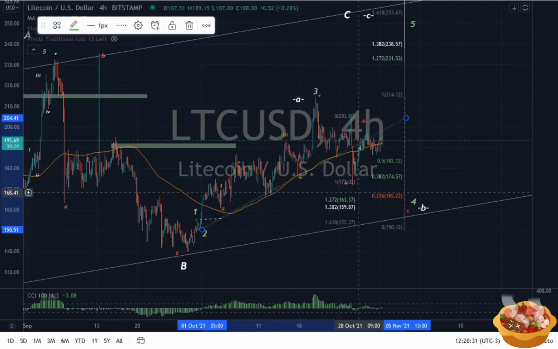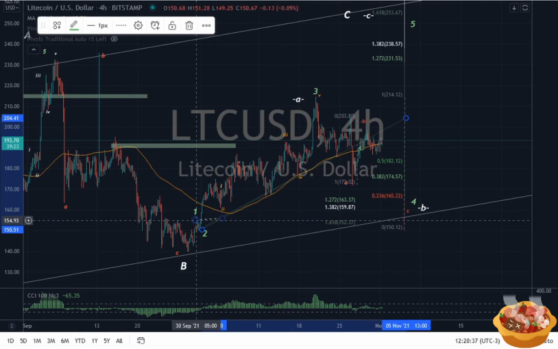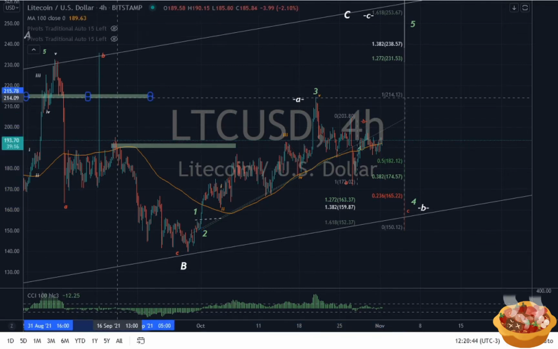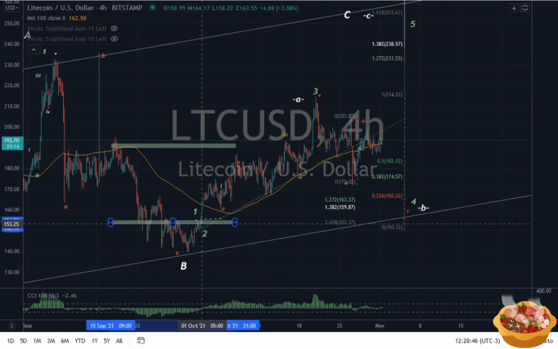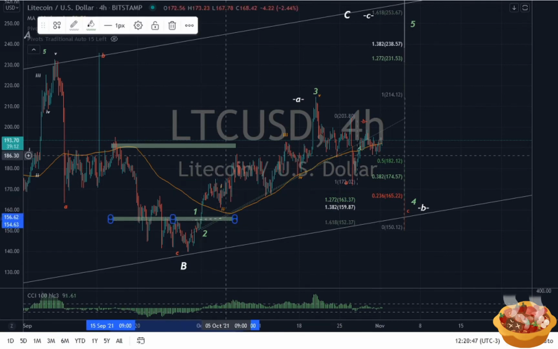This is now correction 4. Correction 4 in Elliott should bounce at the top of 1. Top of 1 is this level here, is really respected. There is a neckline here, and there's also a neckline here at level 3. So I don't want just to use too many necklines, but they all add up. You have a neckline here, this is correct, and you also have a neckline here at level 3.